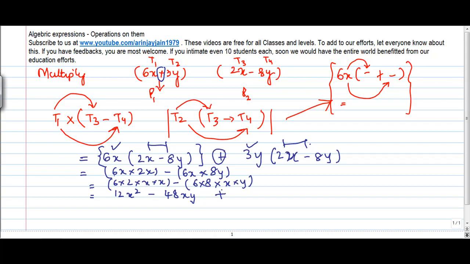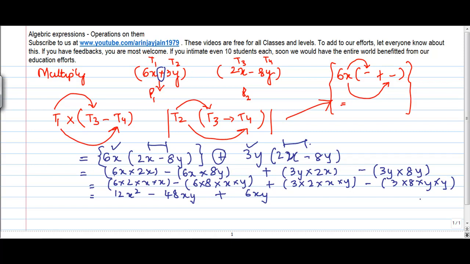Plus, this plus sign comes down. What do I get here? 3y into 2x, or 3 into 2 into x into y. 3 into 2 gives me 6xy. Plus into minus gives minus 3y into 8y, which is 3 into 8 into y into y. I just rearrange this: minus 24y squared, 3 into 8 is 24.